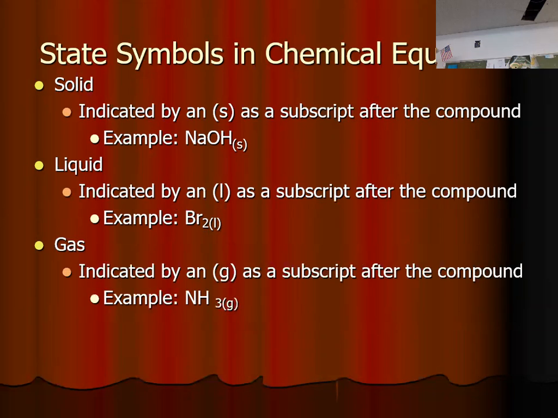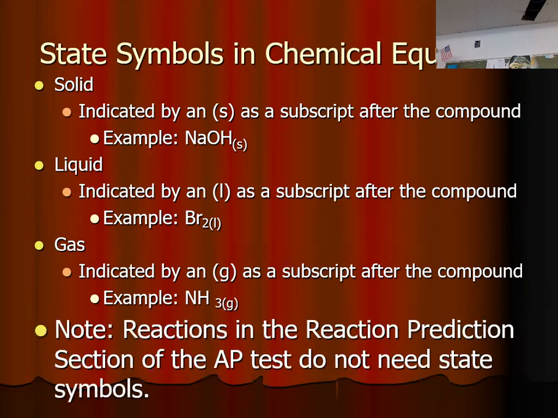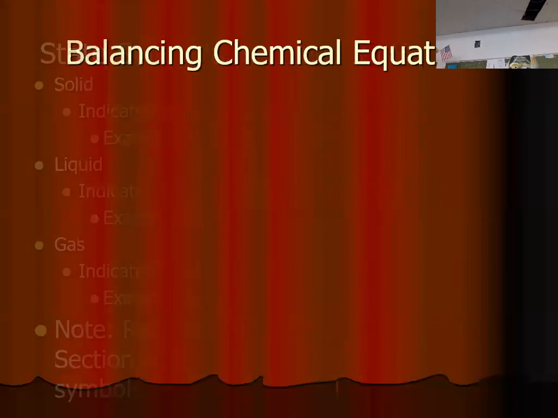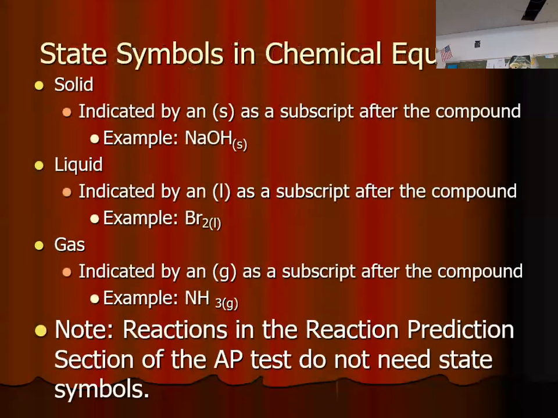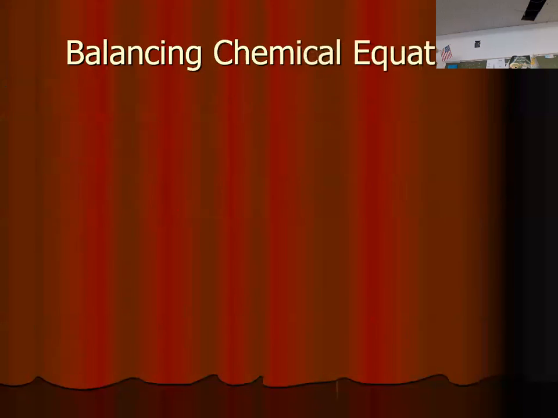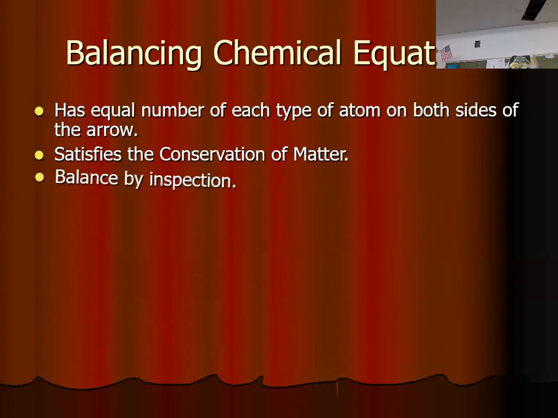Gas is a G. On the AP test, you don't need to know the state symbols unless explicitly asked for. Aqueous solution is not on there, I guess, because that's not a state. That's AQ. Like sodium hydroxide in water would be AQ. So we're going to talk today about balancing, but I'm not really going over this.